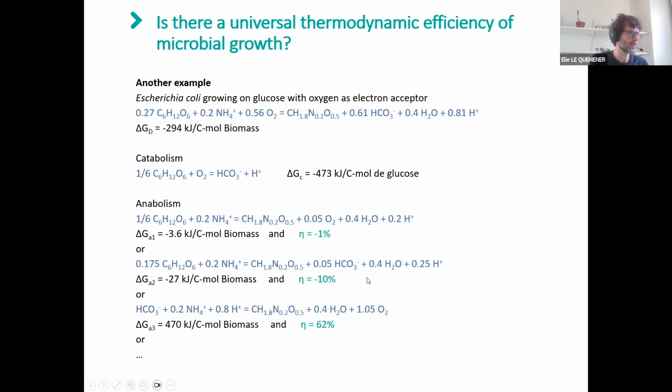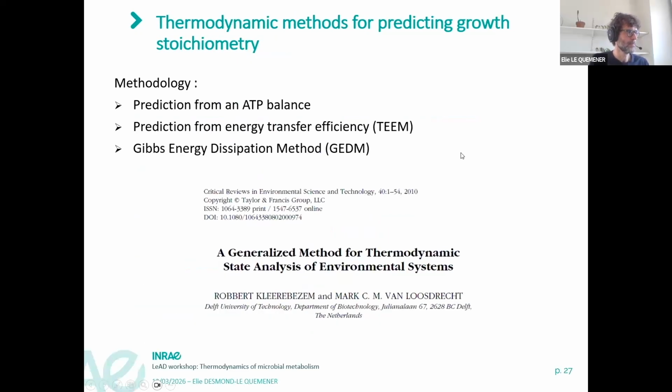And it's even worse with aerobic metabolism, for example here, growing on glucose. You have catabolism, that is glucose plus oxygen giving bicarbonate. And for anabolism, you can make different assumptions, and you see that the efficiency ranges between minus 10% and plus 62%. So that's why this method was not super easy to use, and people proposed different strategies to make this computation and prediction of yield with different approaches.